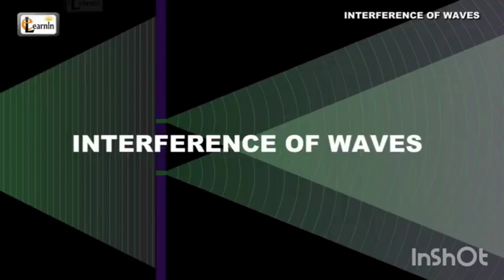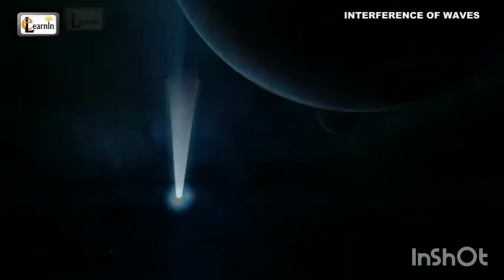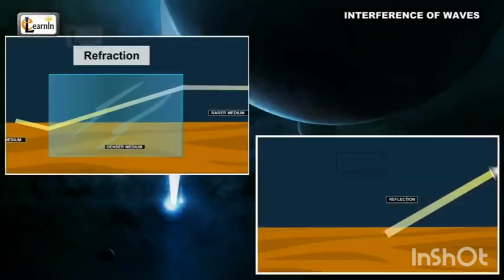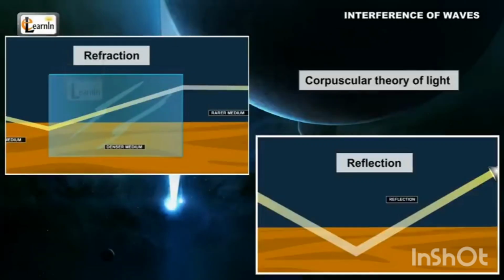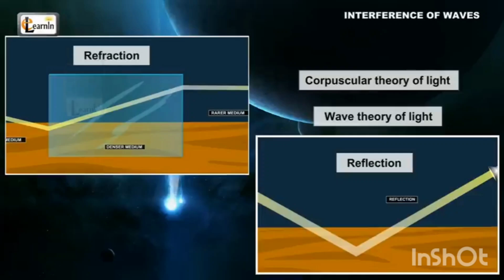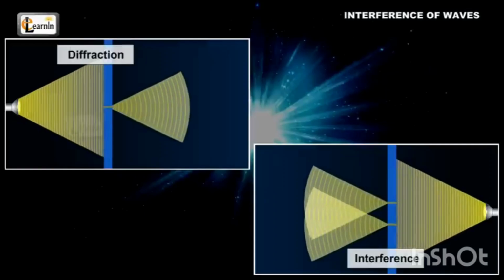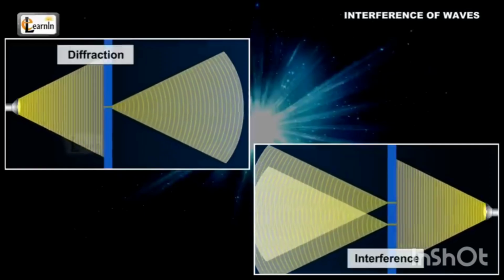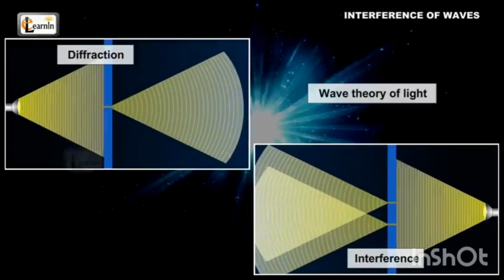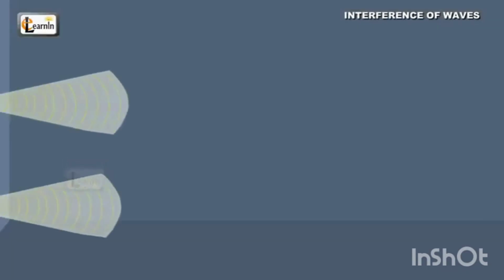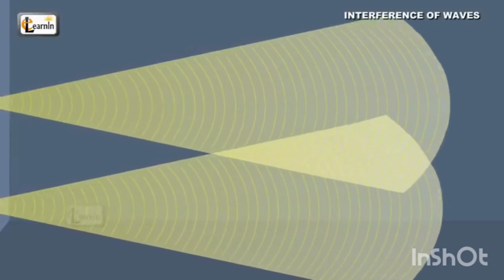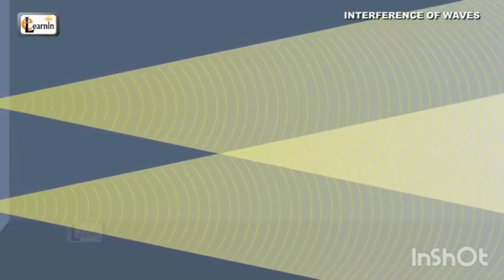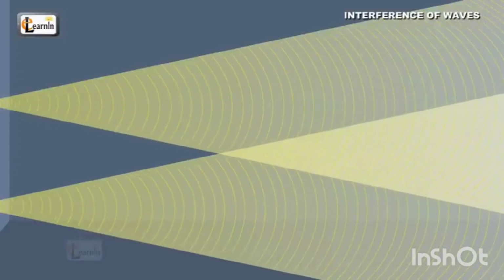Interference of waves. The phenomena of light which undergoes refraction and reflection can be explained by the two theories of light. They are the corpuscular and the wave theory of light. But some of the other phenomena, such as interference and diffraction, can only be explained by the wave theory of light. We know that two or more wave motions travel in space at the same time. Sometimes these two wave motions combine and some physical effects take place.